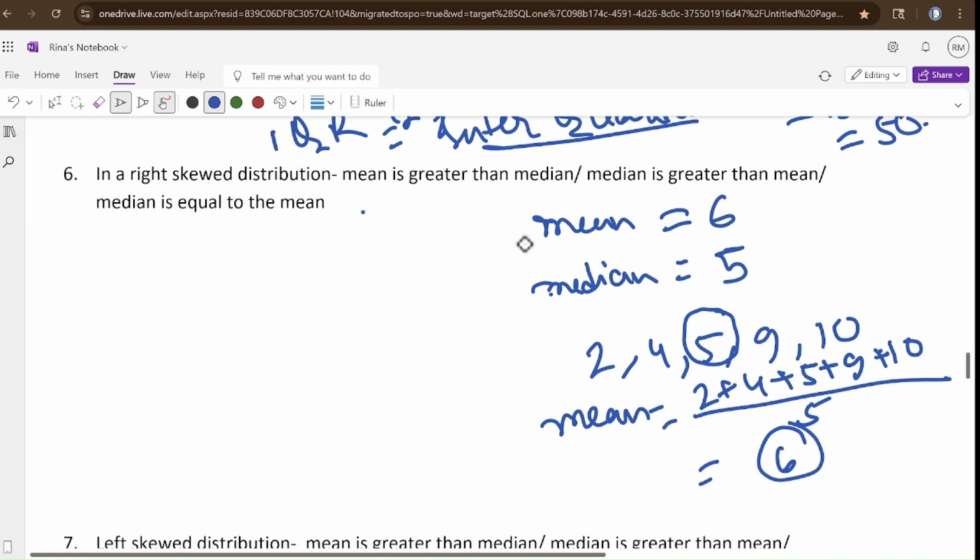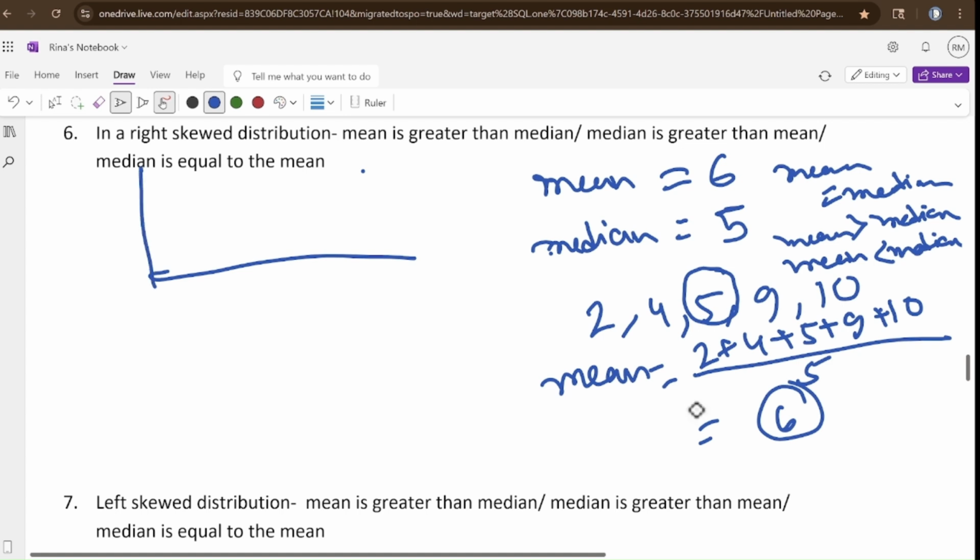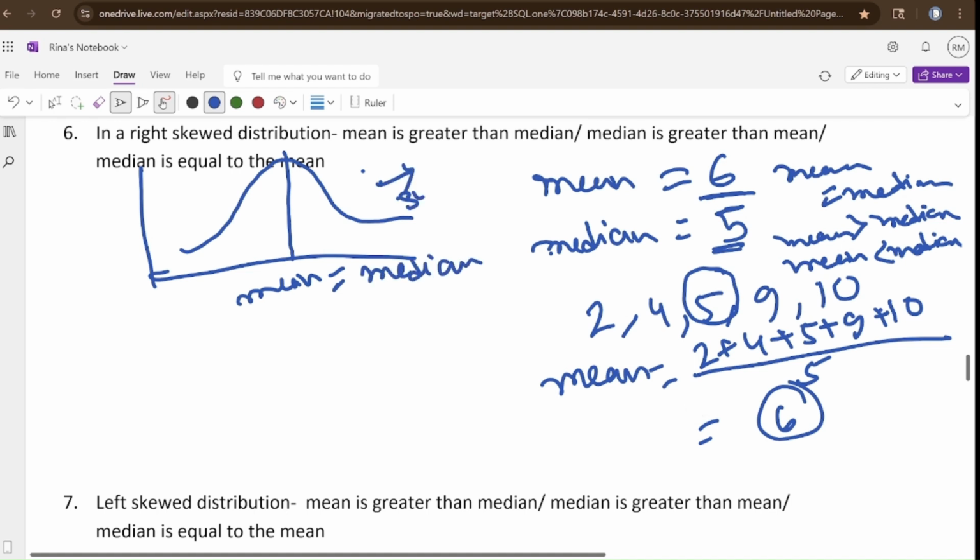So in some scenarios you will get mean equal to median, sometimes mean greater than median and sometimes mean less than median. But why? Let's say in your dataset your data distribution is like this only. Then what will happen? Then your average and your middle value will be the same. So it will be mean equals median, right? This is called symmetric.